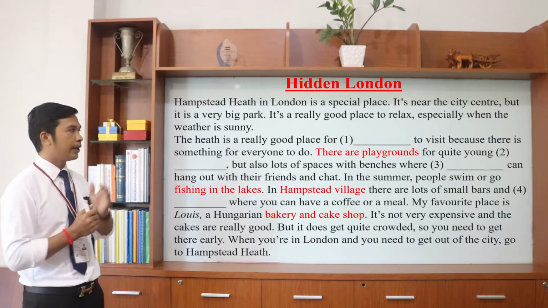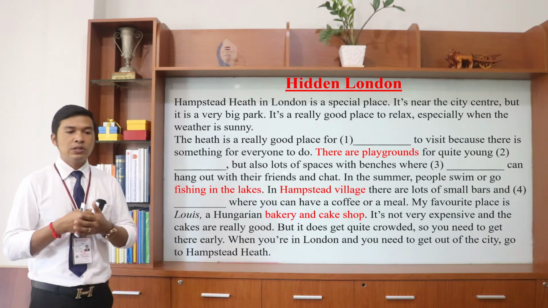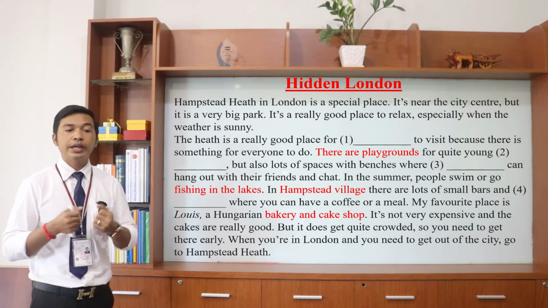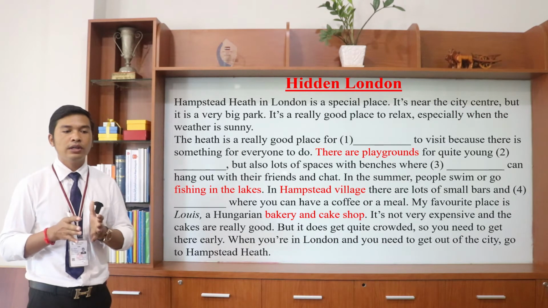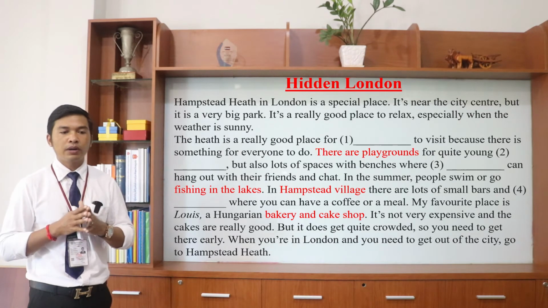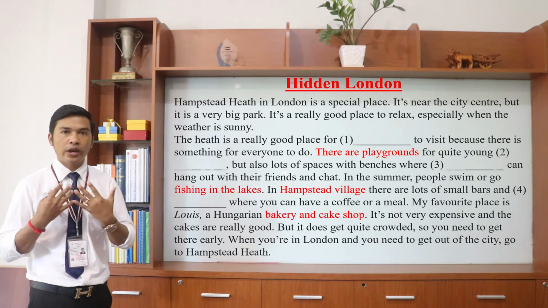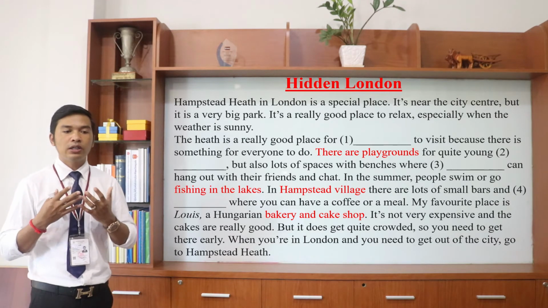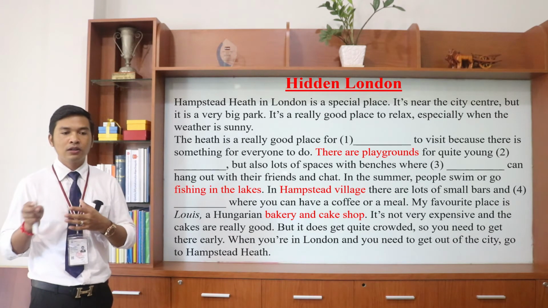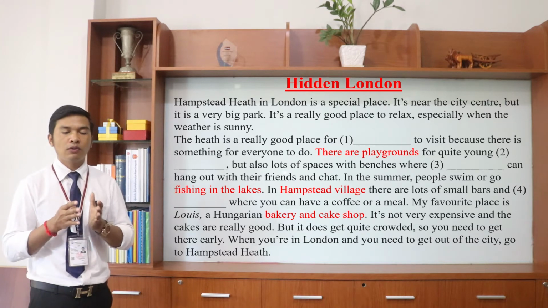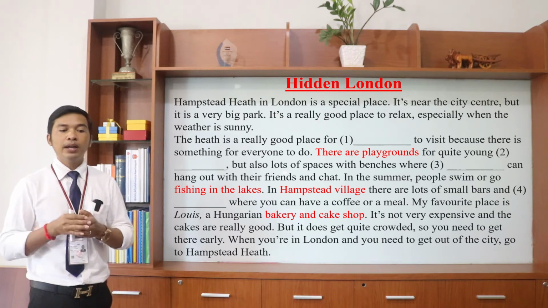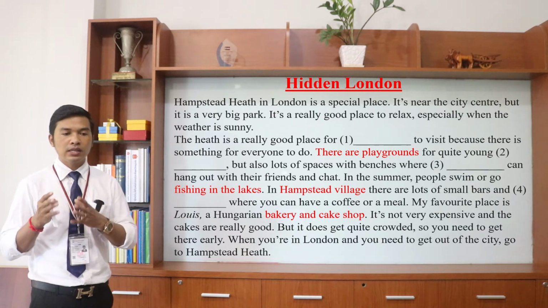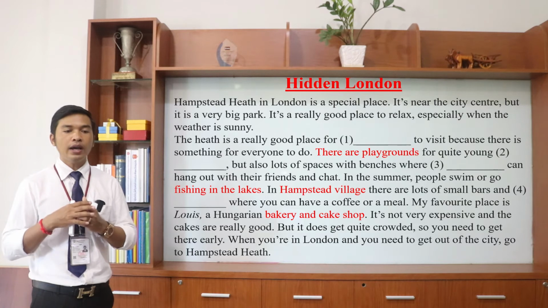Alright, let's start. Hidden London. Hampstead Heath, London is a special place. It's near the city center, but it's a very big park. It's a really good place to relax, especially when the weather is sunny. The Heath is a really good place for blank to visit because there is something for everyone to do. There are playgrounds for quite young blank. But also a lot of spaces with benches where blank can hang out with their friends and chat.